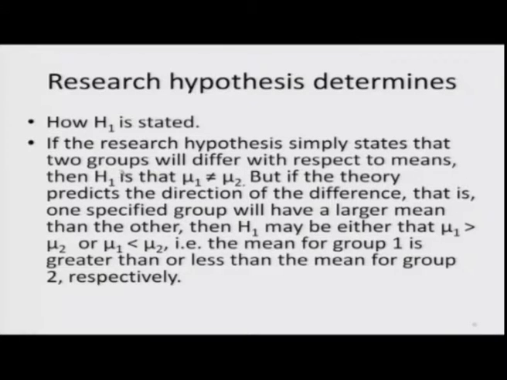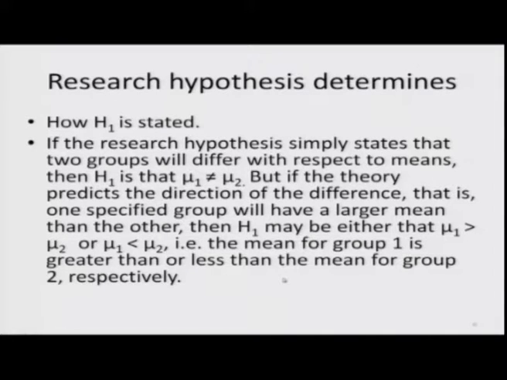If the research hypothesis simply states that two groups will differ with respect to means, then H1 is that mu 1 is not equal to mu 2. But if the theory predicts the direction of the difference, that is one specified group will have a larger mean than the other, then H1 may be either that mu 1 is greater than mu 2 or mu 1 is less than mu 2. That is, the mean for group 1 is greater than or less than the mean for group 2 respectively.